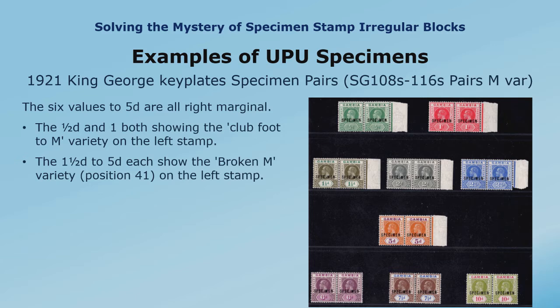This is an example of UPU specimens in pairs. Now, stamps were distributed to the members of the UPU in particular quantities, depending on what the UPU called for. Sometimes 3 stamps, sometimes 5 stamps. For the most part, those were the 2 quantities that were handed off to the members of the UPU. In this case, this is a nice set from the Stanley Gibbons catalog series 108 to 116. It's a 1921 issue.